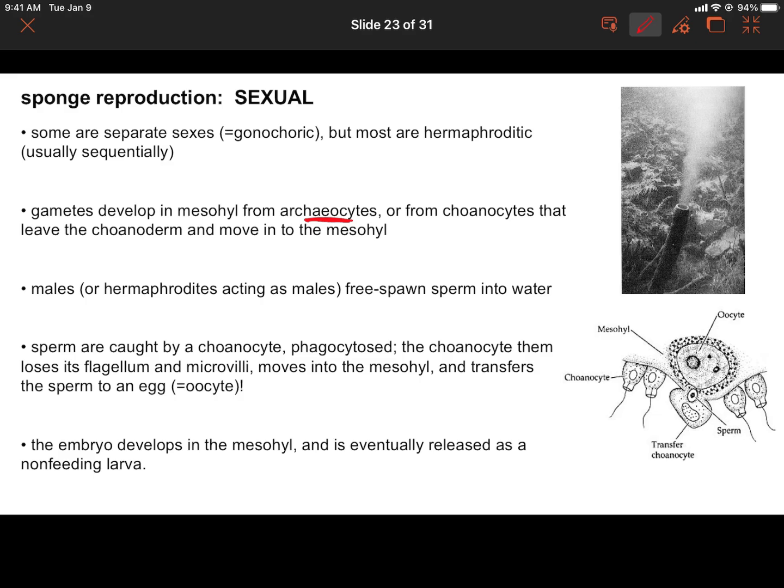Okay, males free spawn their sperm into the water. So here is a sponge, at least acting as a male.